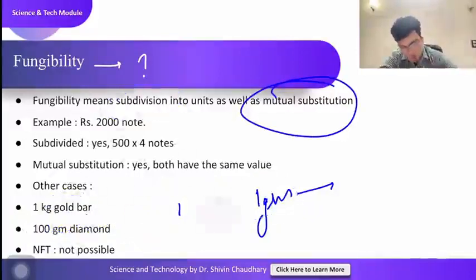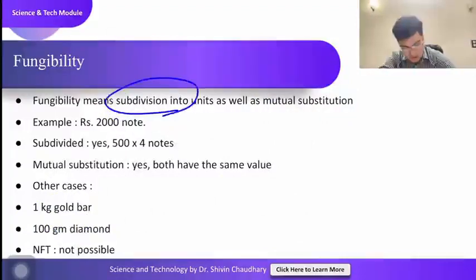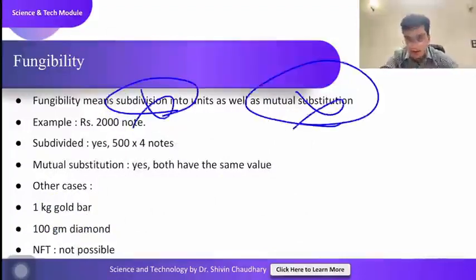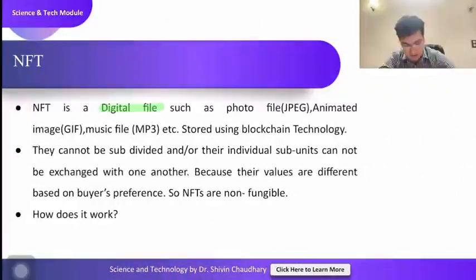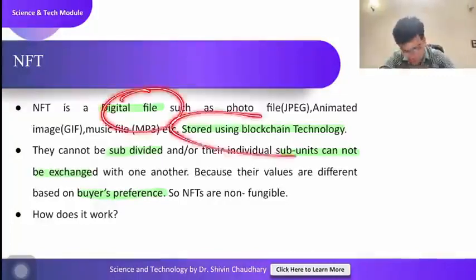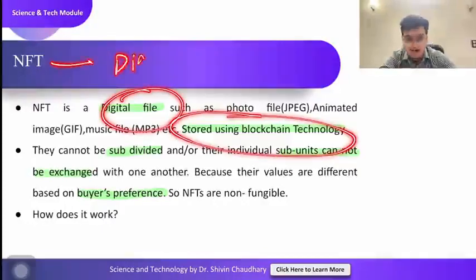Non-fungible token means that basically subdivision and mutual substitution cannot happen. This is the idea of non-fungible tokens. Look, what is an NFT? It is a digital file stored using blockchain. Blockchain is used in its backend. That is why understanding blockchain was important. How it works I'll show you. Now this file cannot be subdivided, and subunits cannot be exchanged, because values are different on the basis of the buyer's preference. So NFTs are non-fungible. It is a digital file stored using blockchain, and an NFT is a digital identifier.